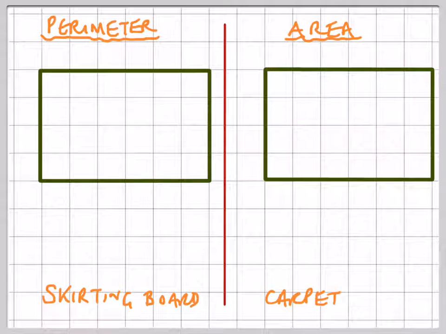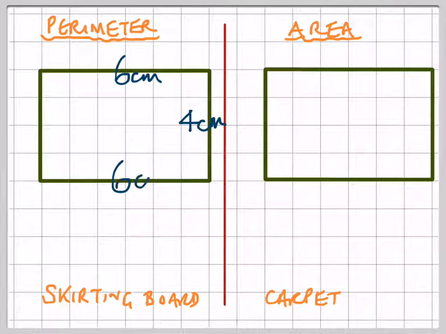If this was a picture and you were to stick ribbon around the outside of it, you'd need to know how much ribbon to stick down. So for that, you need to know the length, which is 6 centimetres, and the width, which is 4 centimetres. You'd need another 6 centimetres of ribbon along the bottom and another 4 centimetres of ribbon around the side.